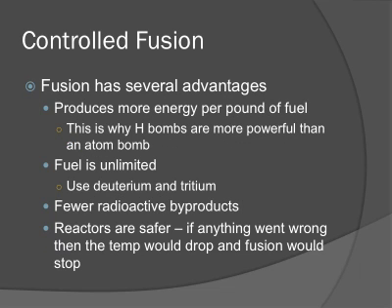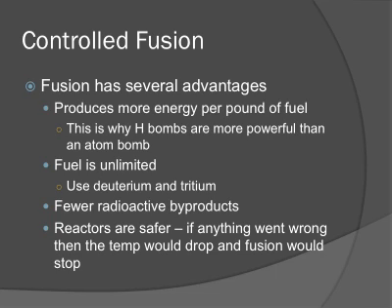All right, so we've been spending a lot of time talking about fission. So now let's talk about fusion a little bit. Fusion is wonderful, okay? But it's hard to control. Fusion has several advantages. First of all, it produces more energy per pound of fuel. So we can produce a lot of energy with fewer reactants. This is why hydrogen bombs are more powerful than an atom bomb, because it produces more energy.